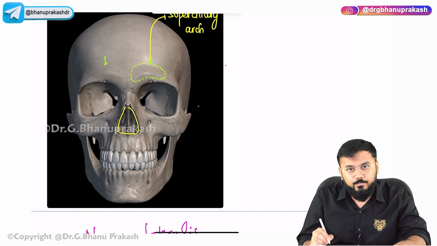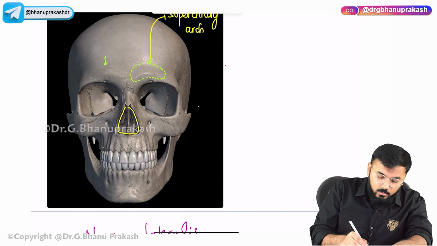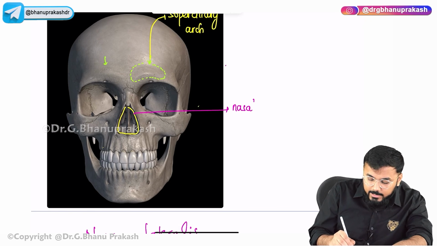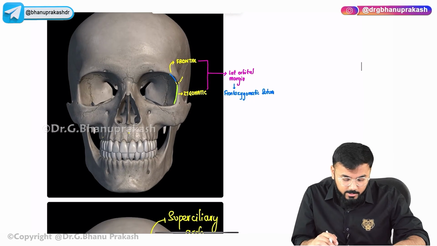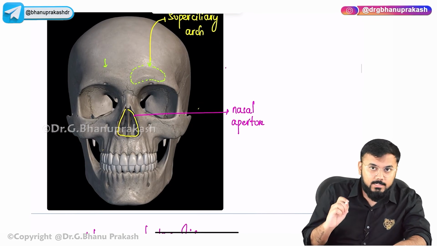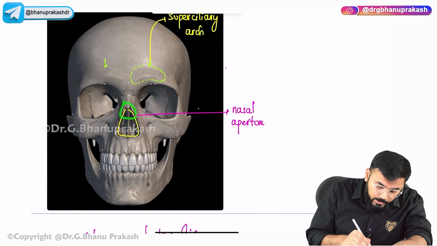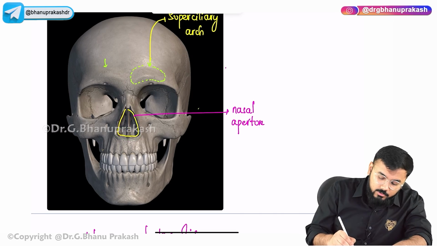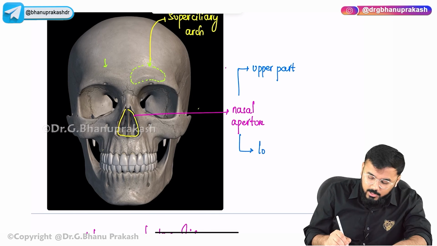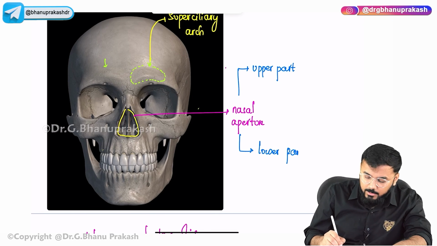Next important thing is, can you also see your nasal bone over here? This is your nose. Now this opening over here is called the nasal aperture. If you look at this nasal aperture, this is the upper part of the nasal aperture, and this is the lower part of the nasal aperture. So how many parts of the nasal aperture do we have? We have the upper part and the lower part.